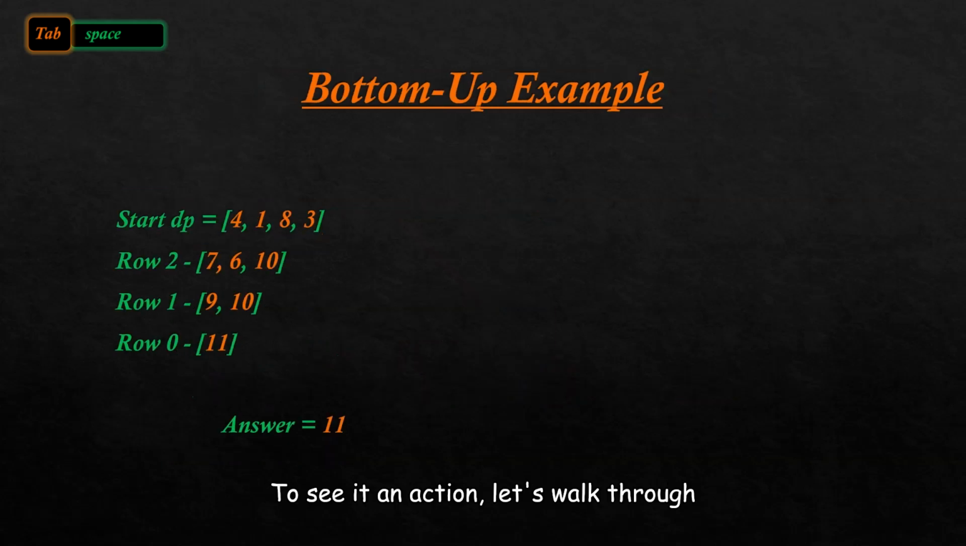To see it in action, let's walk through the example. We start with the last row, 4, 1, 8, 3. Moving one row up, 6 becomes 6 plus the minimum of 4 and 1, which is 7. 5 becomes 5 plus the minimum of 1 and 8, which is 6. 7 becomes 7 plus the minimum of 8 and 3, which is 10. The row becomes 7, 6, 10. Repeating the process, the row above becomes 9 and 10. Finally, the top element 2 becomes 11. This confirms that the minimum path sum is indeed 11.